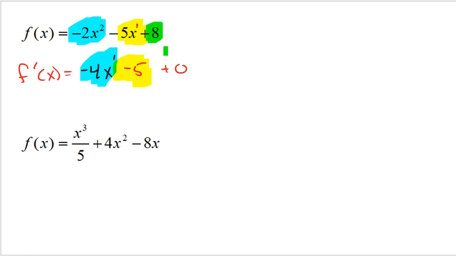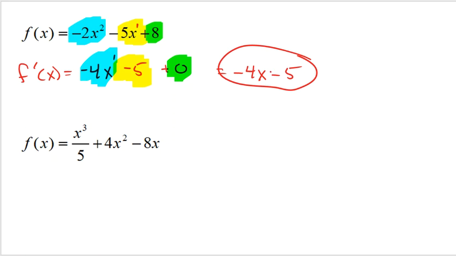And then finally, the derivative of 8. Remember that goes back to the very first rule we learned. 8 is a constant. The derivative of a constant is 0. So my final answer is just going to be negative 4x minus 5. You cannot tell me that this is not faster than using limits. This is so fast and easy. All right, this next one is also just as easy. Let's go ahead and find the derivative.